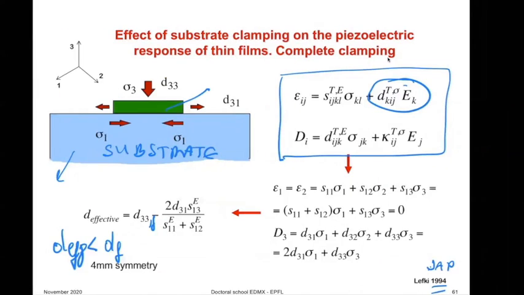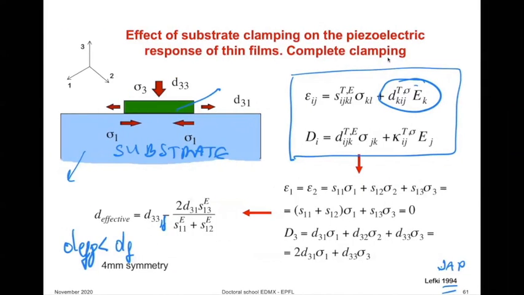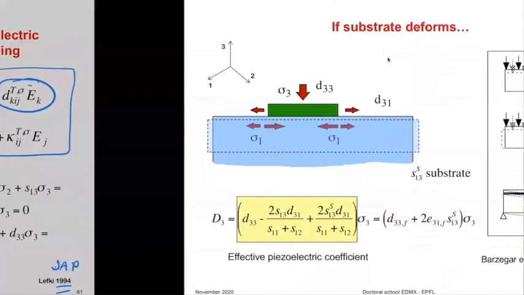This factor here will reduce the total piezoelectric coefficient by at least a factor of 2 or even more. So it's a substantial reduction of piezoelectric properties of a thin film with respect to those of bulk material, if you look at cases where you have this rigid substrate.